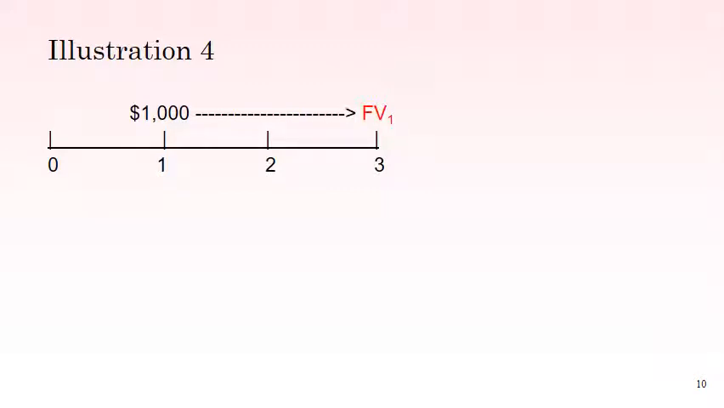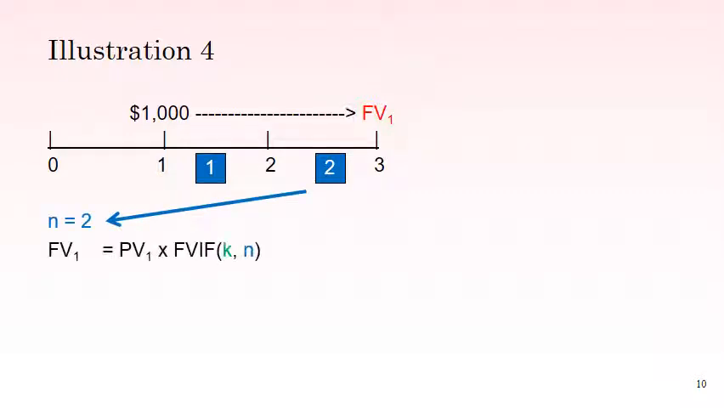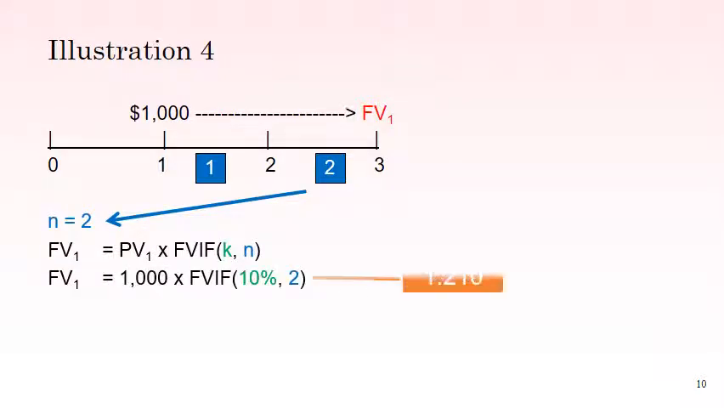We'll be doing one cash flow at a time. First, we want to find n. So it's 1, 2. So n is equal to 2. We are using this formula. Substitute the figures in. From the FVIF table, find the answer. It is 1.210. So substitute that figure in, and we find the answer is 1,210.